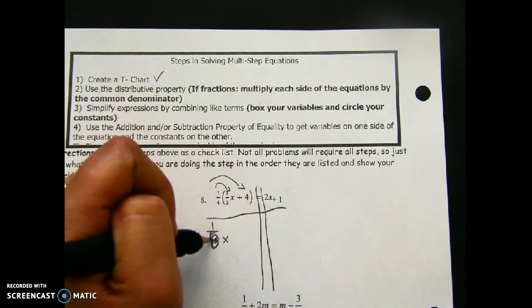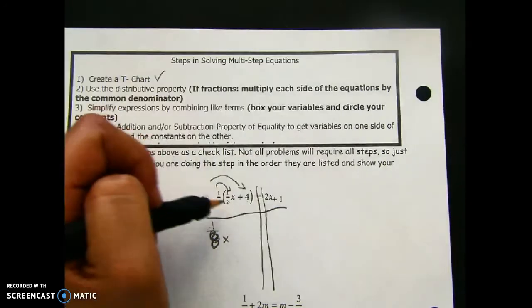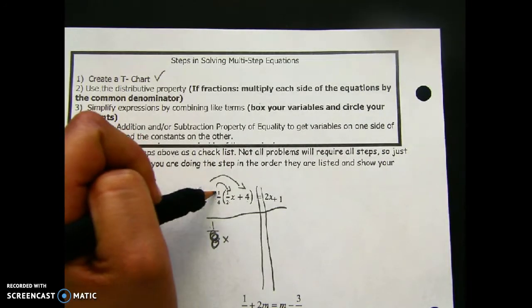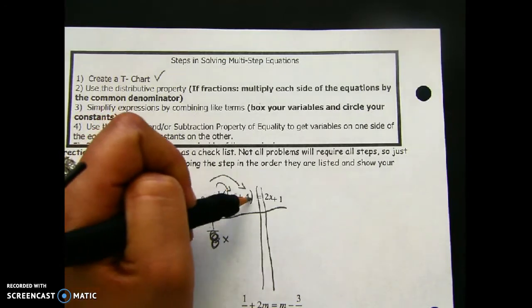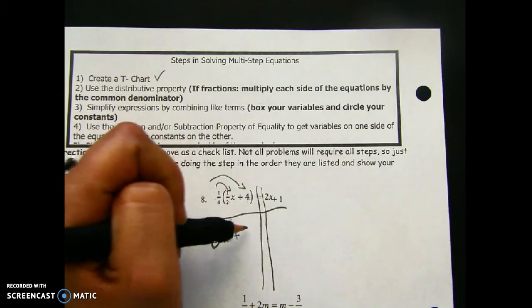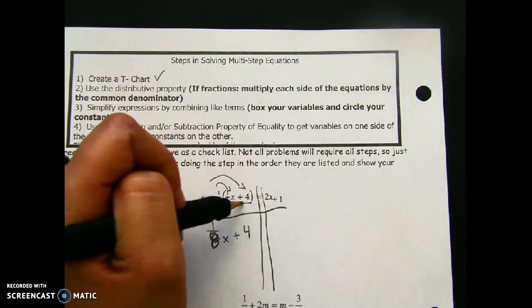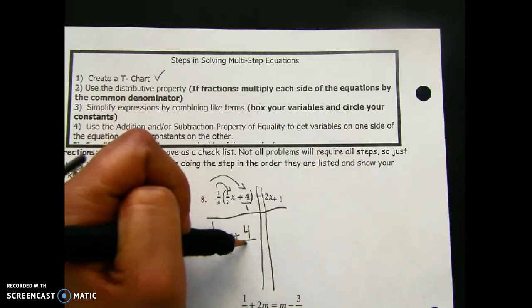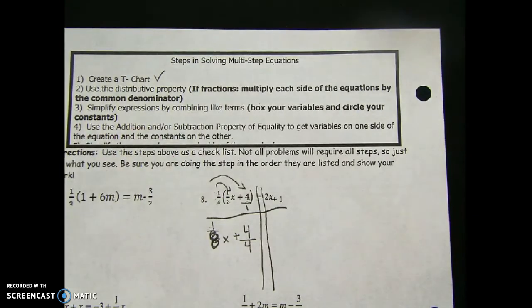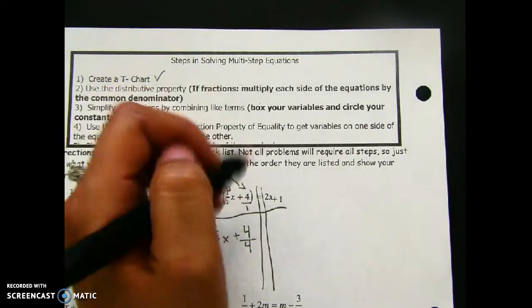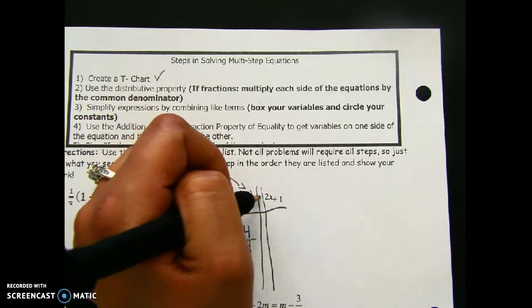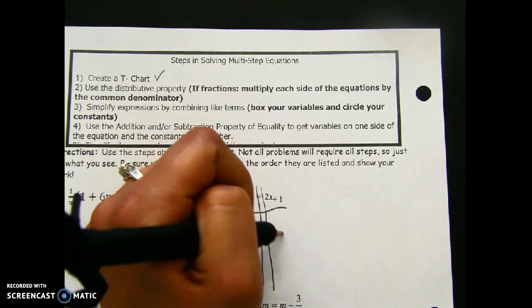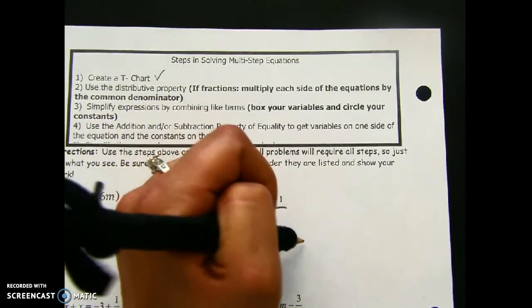Good. The next thing I'm going to do is multiply straight across again. 1 times 4 is going to give me 4. And remember, that is an imaginary 1. 4 times 1 will give me 4. Next thing I'm going to do is put my equal sign and write down what I did not use.